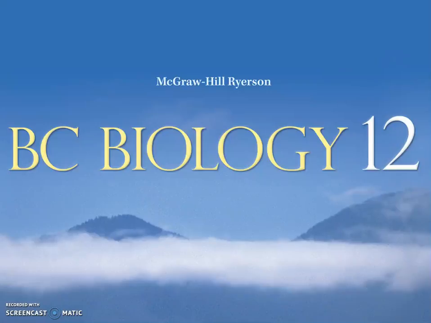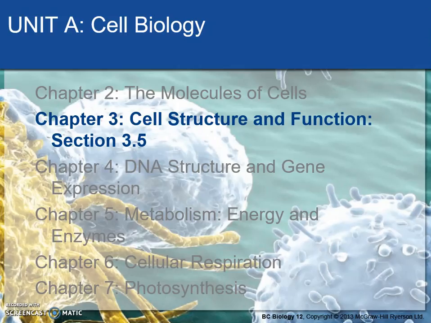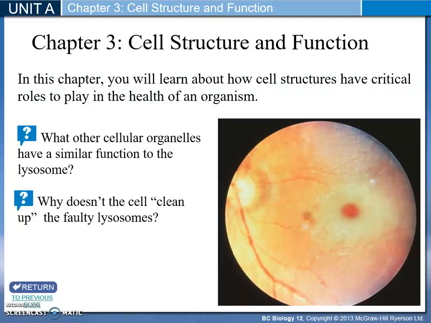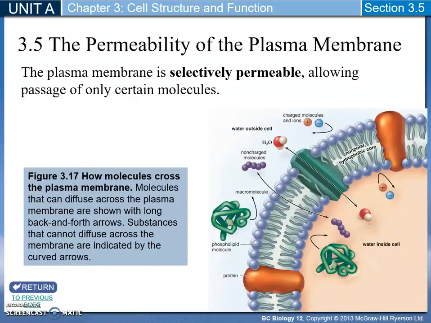This lesson video is going to continue our exploration of cell structure and function. And in particular, we are going to look now at the permeability of the plasma membrane. The plasma membrane is selectively permeable, which means that it allows the passage of only certain molecules.